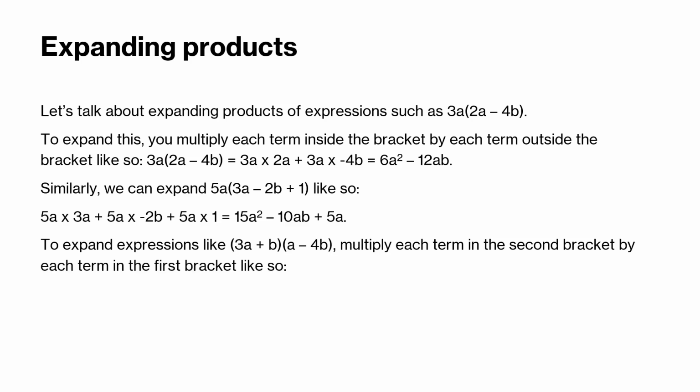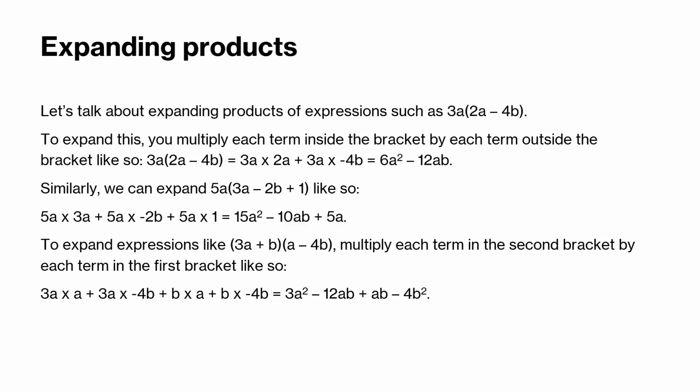To expand expressions like 3a plus b in brackets, and then in another set of brackets, a minus 4b, multiply each term in the second bracket by each term in the first bracket, like so. 3a multiplied by a, the first term in the first bracket, 3a multiplied by minus 4b, the first term in the second bracket. Then we have b multiplied by a, the second term in the first bracket, and then b multiplied by minus 4b. Take care to keep the signs as they are.